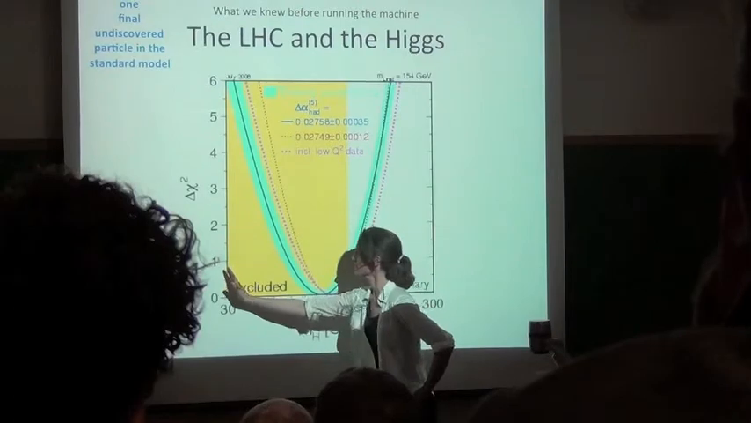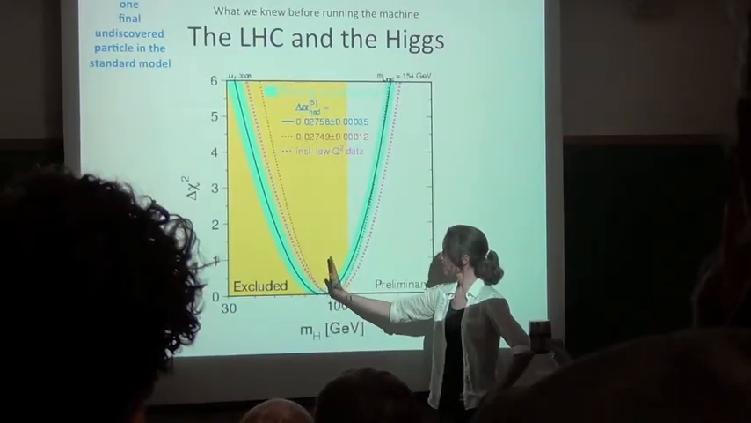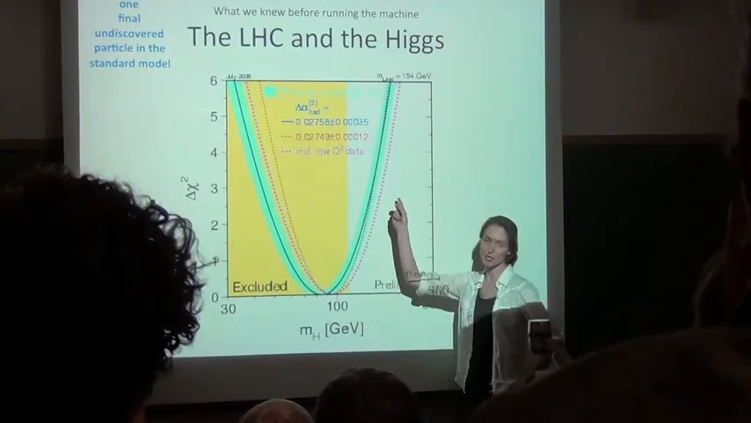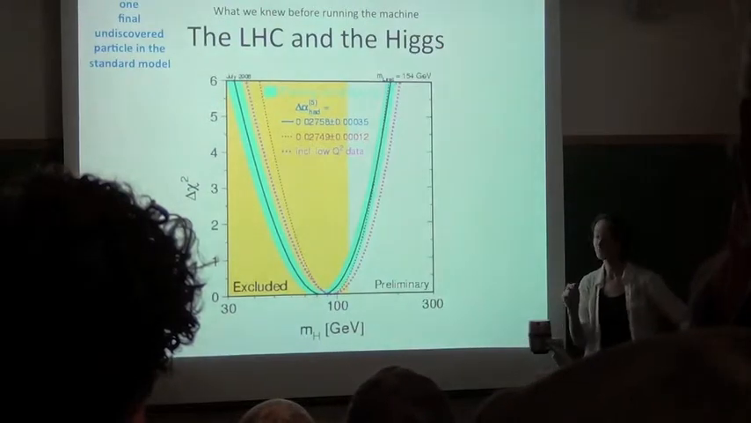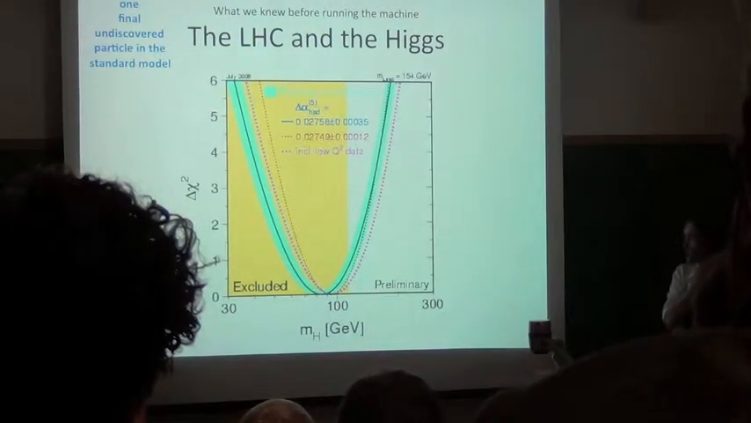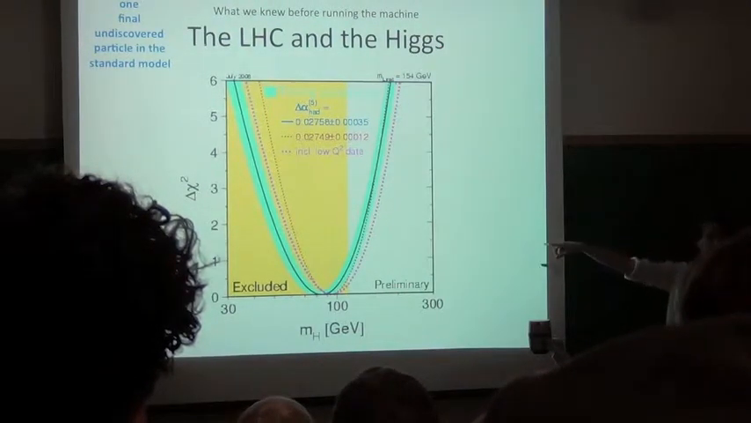So the Higgs is not between 30 and 115 GeV. This is 2008, and we're about to turn on the LHC. More information on this plot here. We have the lines, right?